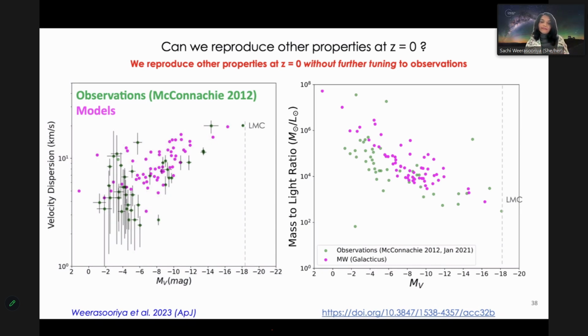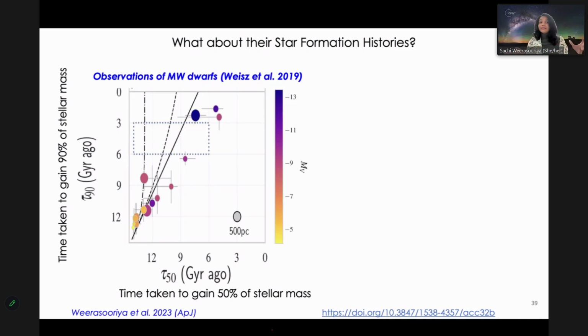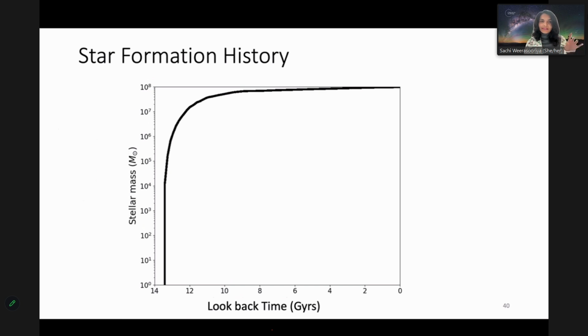Now, this is only at the present day. What about in the past? What about the star formation histories? Now, this is a plot from Weisz et al. 2019. And it shows the time taken to gain 90% of the stellar mass versus the time taken to gain 50% of the stellar mass, tau 50, at the present day. Now, before I explain this plot, let me step back a little and tell you what this tells us.